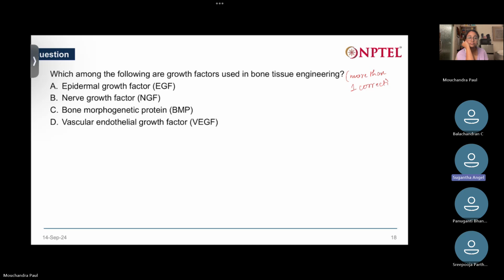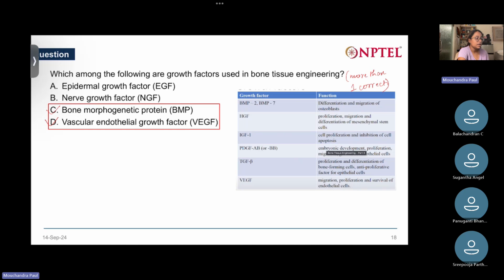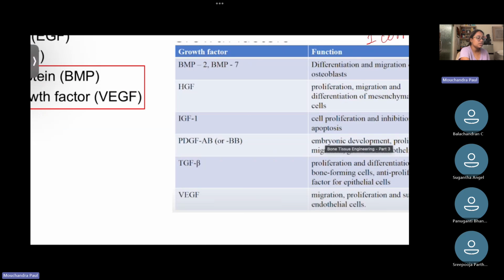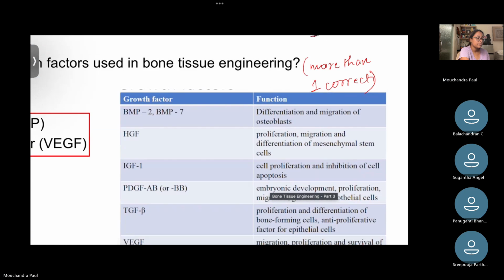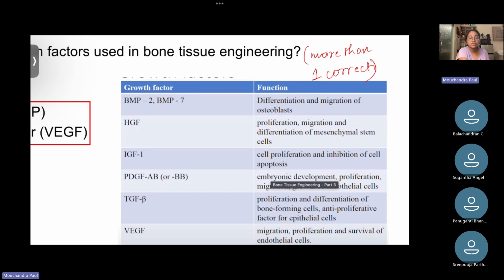Is it C and D, ma'am? Yes, you're correct. So C and D are the growth factors which can help in regeneration of the bone faster. So C is BMP, and BMP is the growth factor responsible for differentiation and migration of osteoblast. So it can trigger the naive osteogenic cells to get differentiated and migrate and form the osteoblast cells.